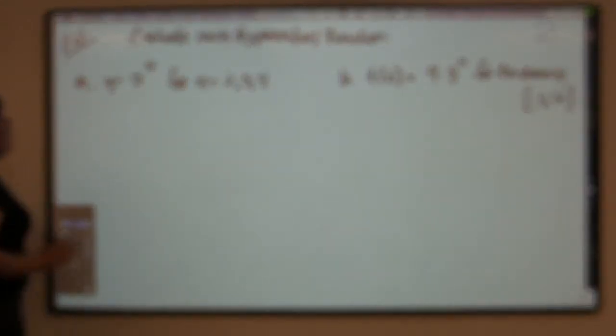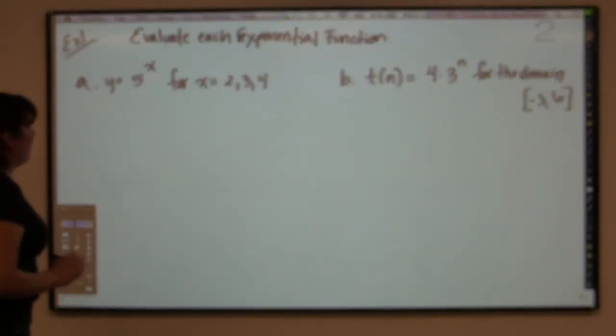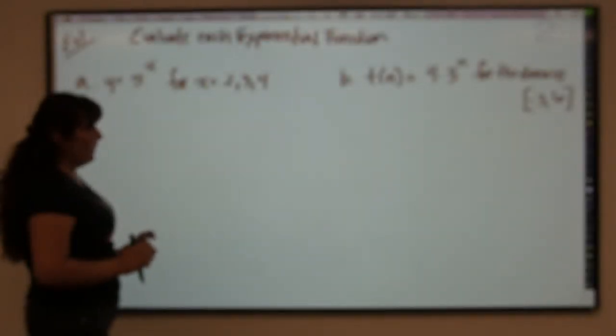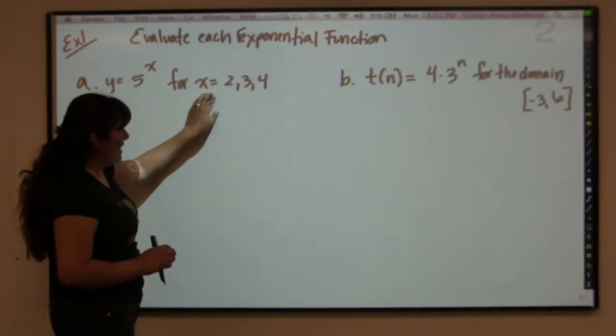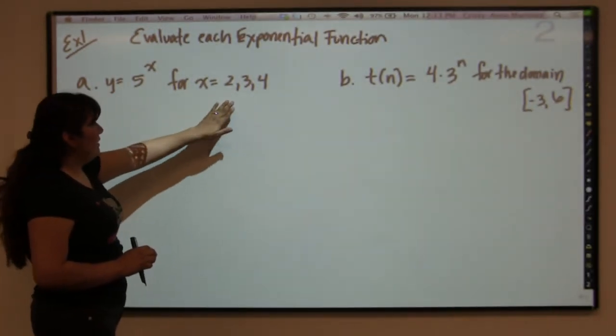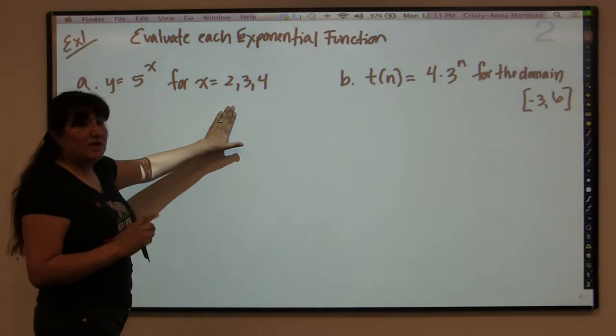The example says y equals 5 to the x power. And there are two different ways that they will tell you how to evaluate a function. One is they'll actually just tell you what the x values are. They'll say for x equals 2, 3, and 4. So I need to evaluate this function 3 times for 3 separate numbers.